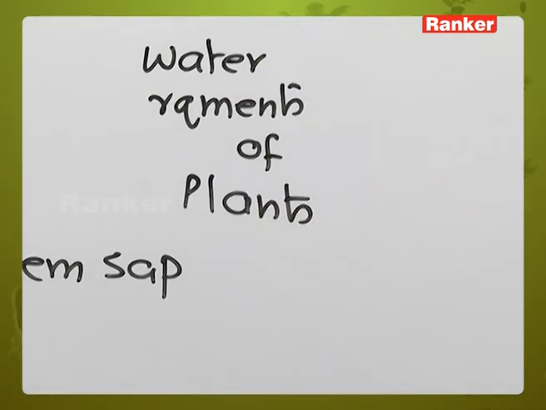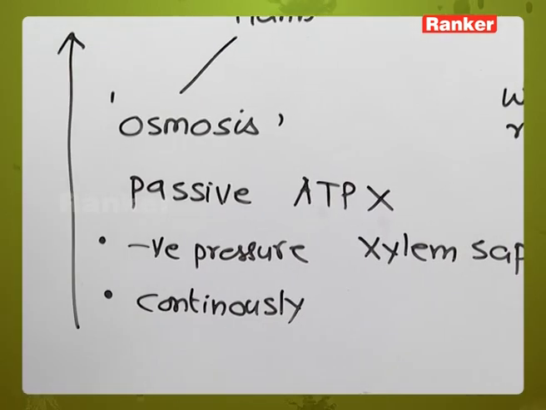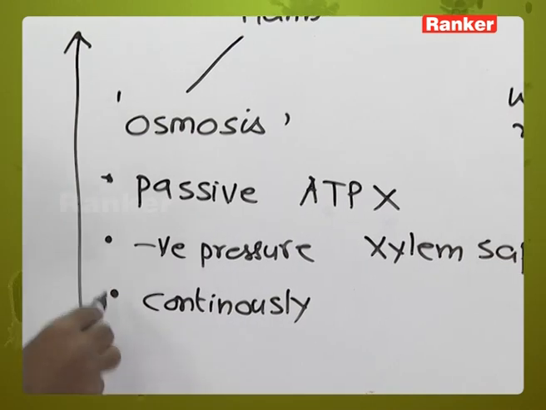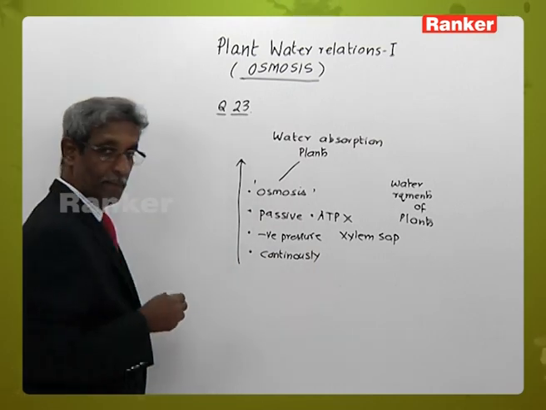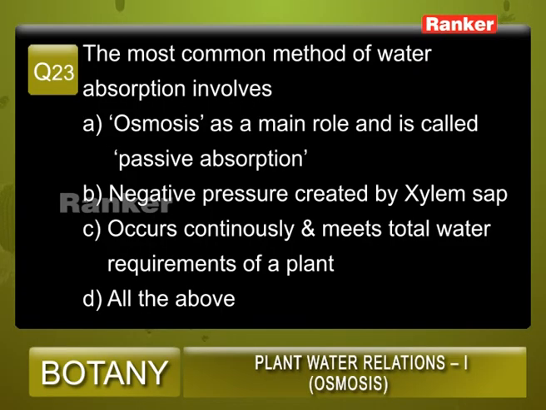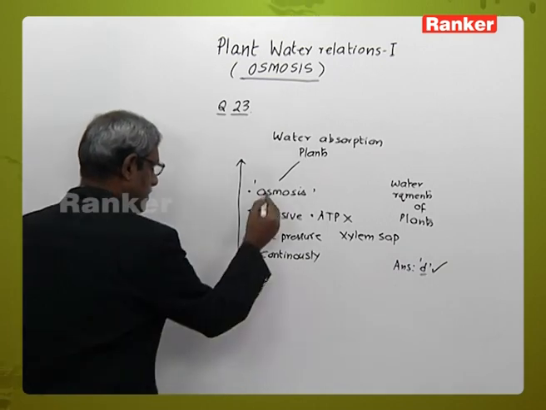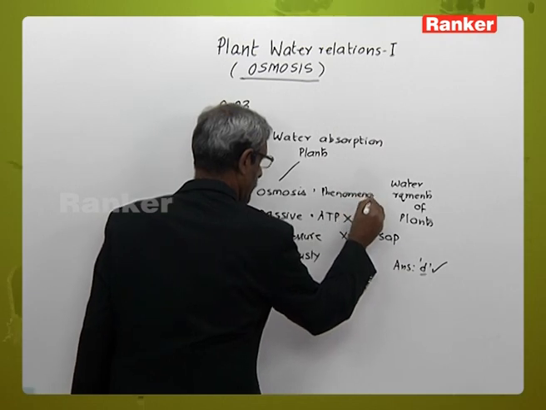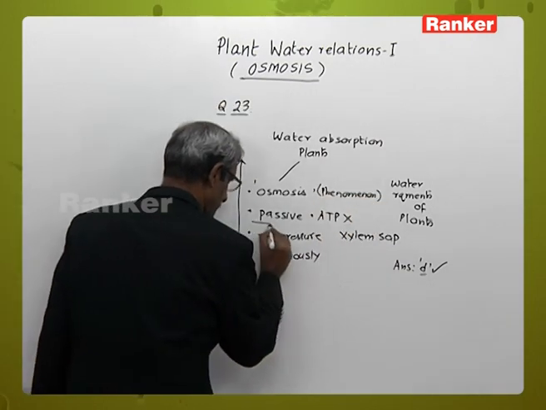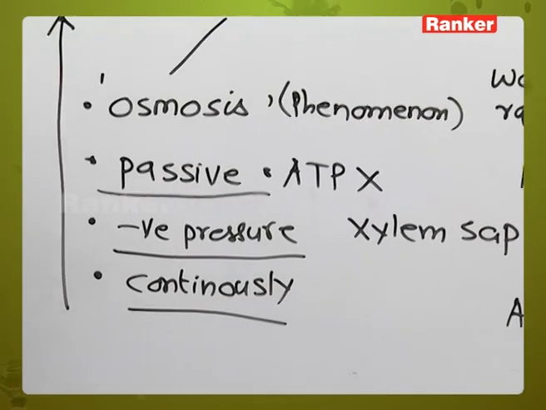So, the total water requirement of plants is due to a continuous water column which is developed under negative pressure of the xylem sap, and it is a passive movement. It may not involve metabolic energy, and the principal process is osmosis. Hence, among the choices the right choice is D, which includes all the above. The phenomenon occurs by the process of osmosis, and mostly it is passive, it is continuous, and it is under negative pressure.